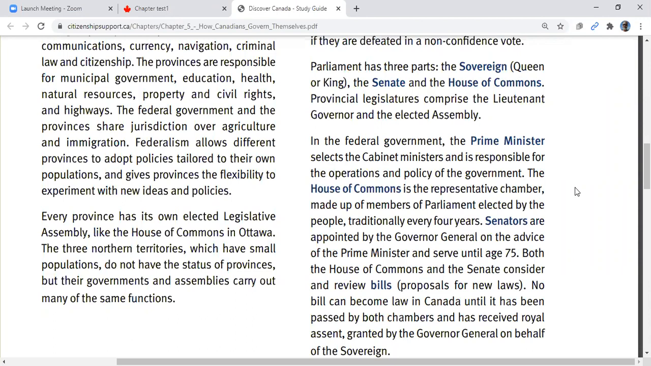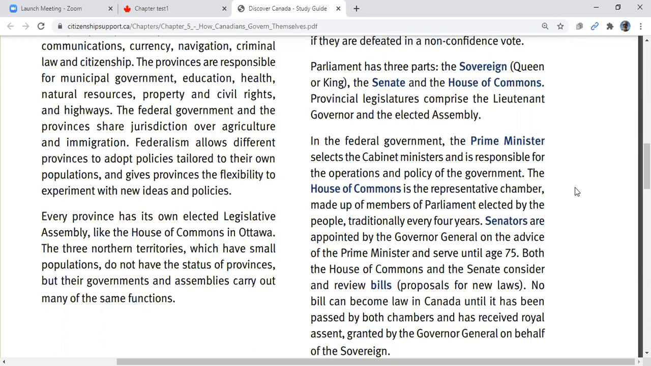Again, big words, easy ideas. Okay, so this says each province. So in Ottawa, for all of Canada, we have the House of Commons, right? That's where members of parliament go. That's where all the government is. But each province has their legislative assembly. It's the same idea, only for the province. So in Ottawa, it's called the House of Commons. In the provinces, it's called a legislative assembly. So it's just smaller. And then there's 3 Northern Territories.